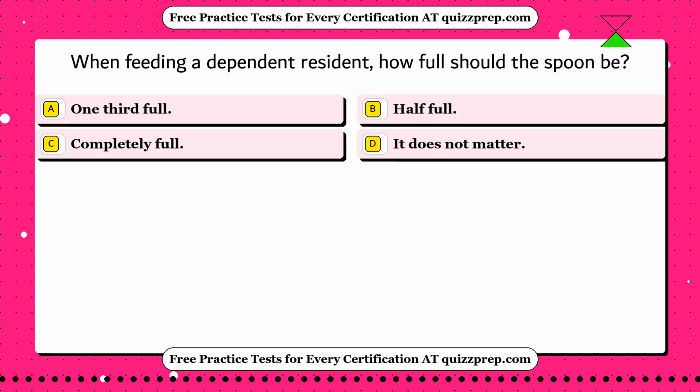Question 62. When feeding a dependent resident, how full should the spoon be? Option A, 1/3 full. Option B, half full. Option C, completely full. Option D, it does not matter.